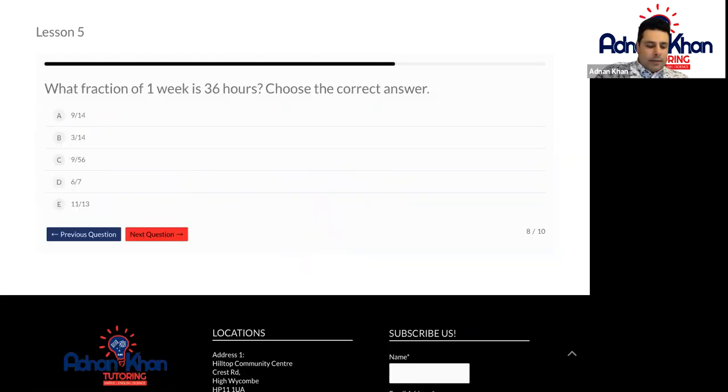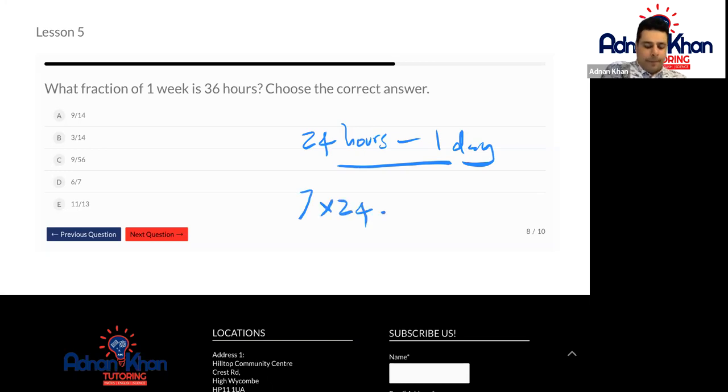And question number 8. What fraction of 1 week is 36 hours? So what we need to do first of all is, how many hours in a day? Let's write this down. There are 24 hours in 1 day. So how many hours in a week? Let's do 7 days in a week multiplied by 24, which gives us 168 hours.